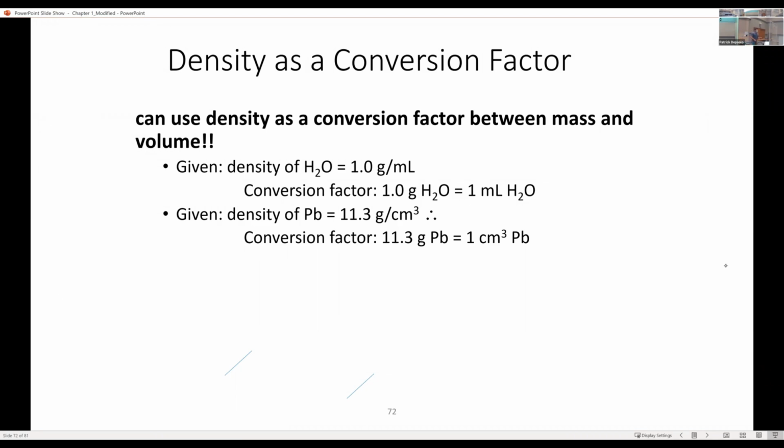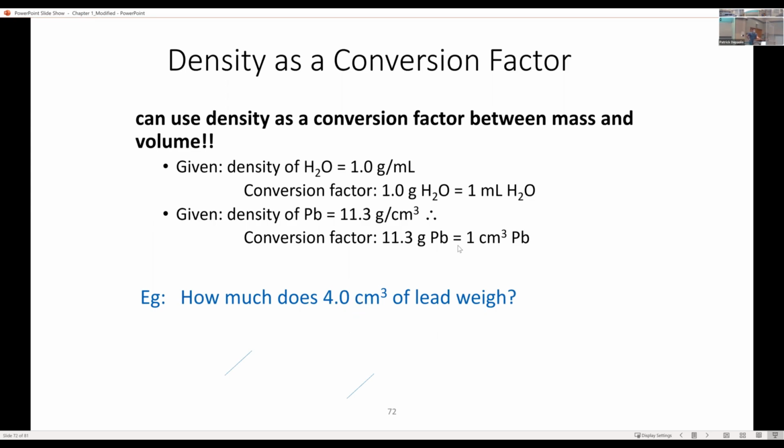Cool. All right, so you can also use density as a unit conversion, as a conversion factor. So let's say for lead, we'll skip water. Lead is 11.3 grams per milliliter. So we know that 1 milliliter of lead weighs 11.3 grams, okay? So how much does 4 milliliters weigh?